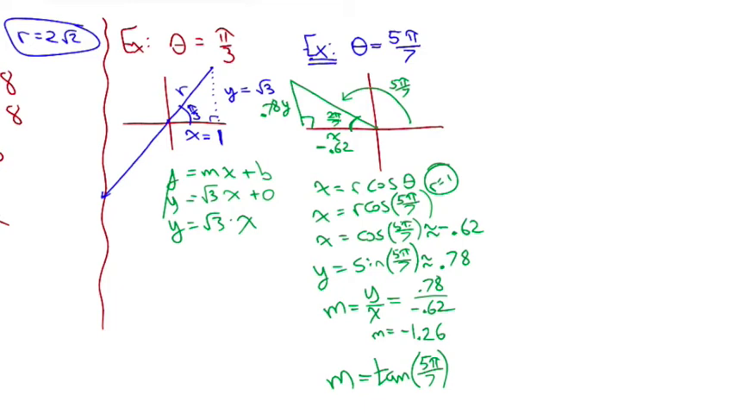So a cool thing about lines that go through the origin: the slope of it is the tangent of that angle. All right, so what's the equation of that line? Well, it's going to be y equals something x, and b is equal to big fat 0 because it goes right through the origin. So what's the slope? Negative 1.26. And there's the equation of the line that fits theta equals 5 pi over 7. So you might want to make a side note: the slope of a line that goes through the origin is equal to the tangent of that angle.